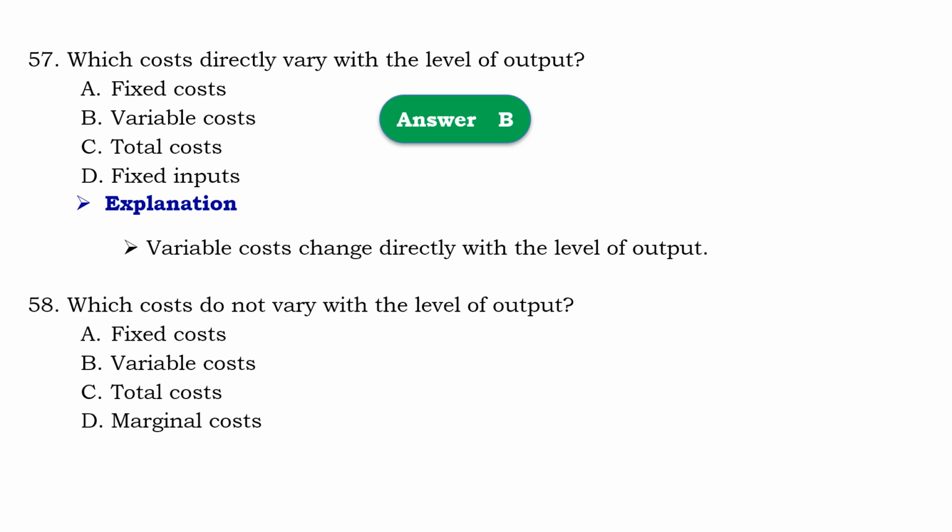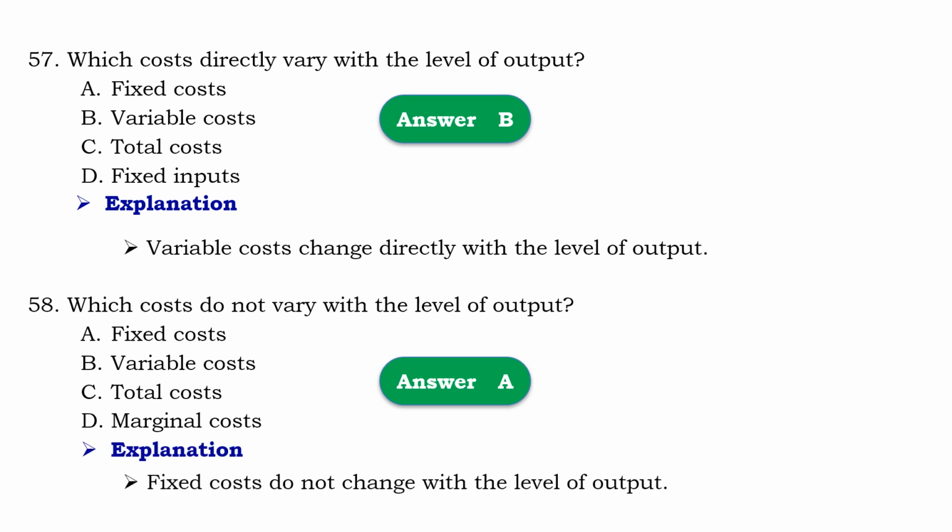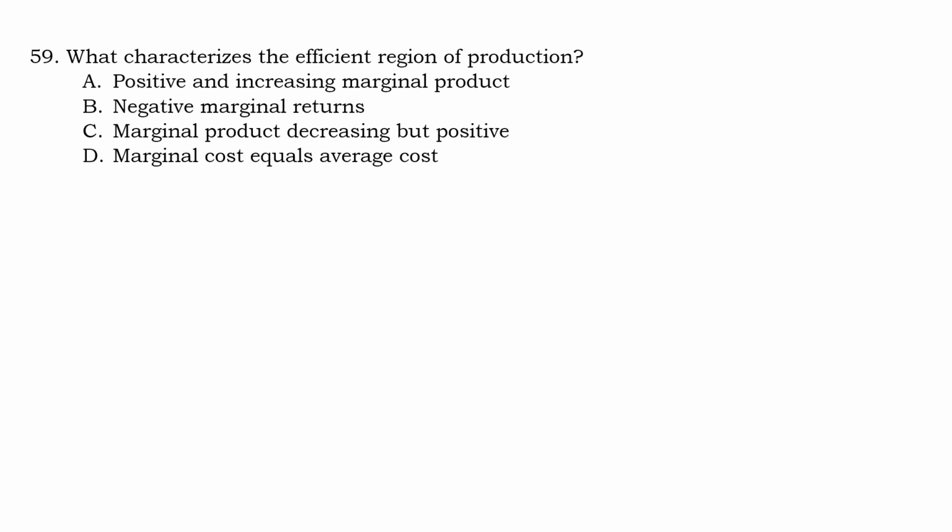So that should be A, fixed costs. Means that fixed costs do not change with level of output. Question number 59, what characterizes the efficient region of production?